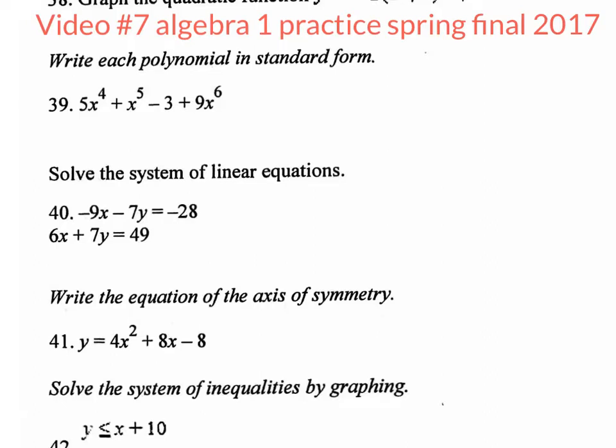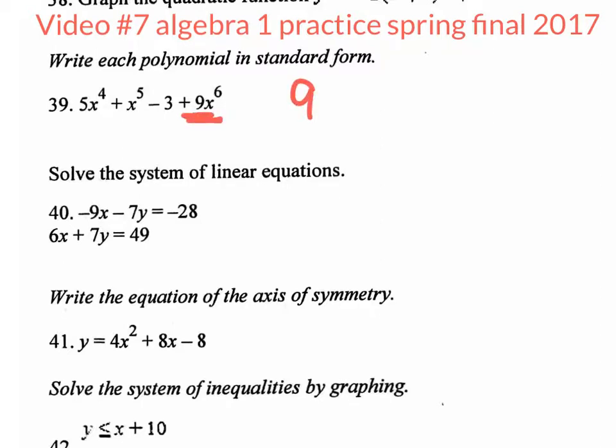All right, moving on to number 39. This is video 7. It says, write each polynomial in standard form. So what does standard form mean? It means in order from highest exponent down to smallest, and at the very end, you want your constant term without a variable. So, of course, we're going to start with the highest exponent term, the degree 6.